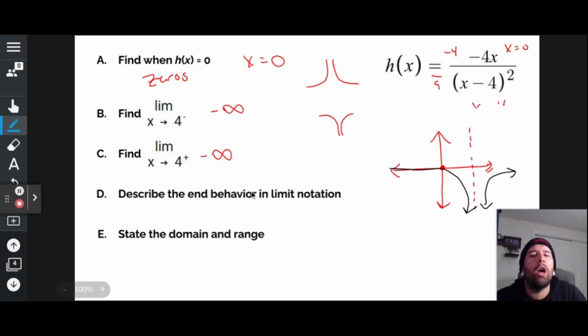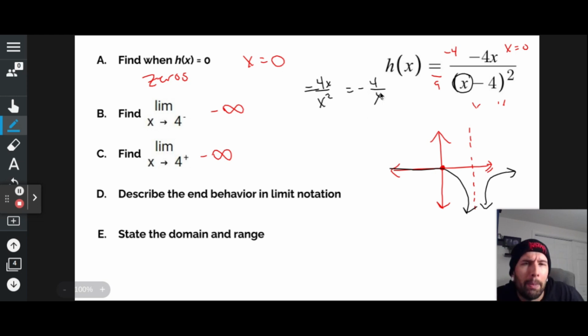Now you know. Describe the end behavior in limit notation. Well, whenever you're being asked to find end behavior, what you do is you take the leading coefficients of each part. All right, so I have negative 4x on the top, and my leading coefficient down here would be x times x because of the factor being squared, and that would be x squared. That simplifies out to negative 4 over x. As x gets larger, the denominator also gets larger. And when the denominator gets larger and 4 stays the same or negative 4, it doesn't really matter. This whole thing is going to limit out at 0.